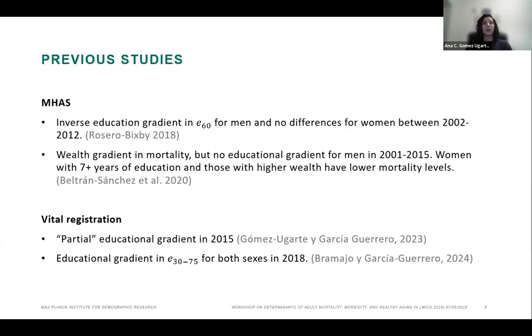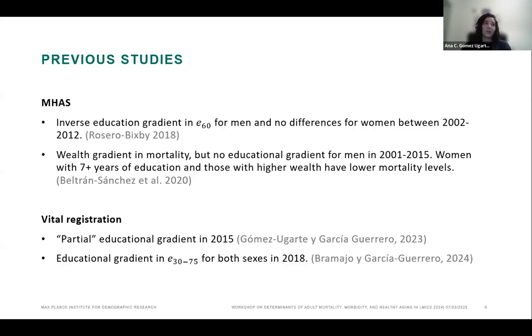And when we look at life expectancy from 30 years and plus, we find a partial life expectancy, which is to say, yes, there's a difference between the lowest and the highest educated group, but those groups that fall in the middle are crossing over between them. So in summary, the estimates are not consistent across data sources. So we wanted to combine them to find a single estimate.